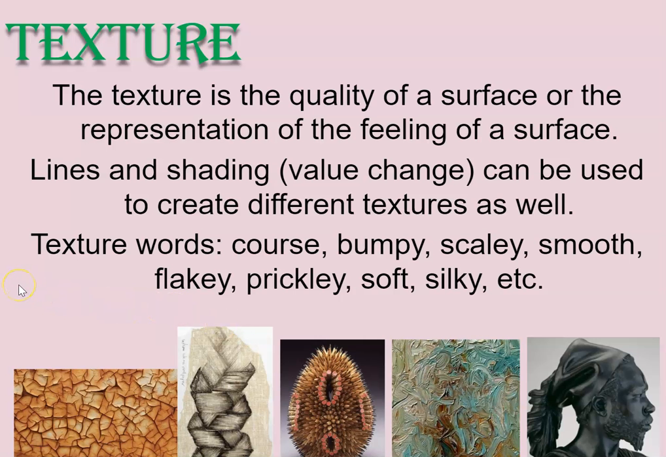The last element for today is texture. Texture is the quality of a surface or the representation of the feeling of a surface. Lines and shading, or value change, can be used in order to create different textures as well. Texture words include coarse, bumpy, scaly, smooth, flaky, prickly, soft, silky. So these are all terms, and there's even more of them, in order to define texture, how something feels or how something appears to feel.